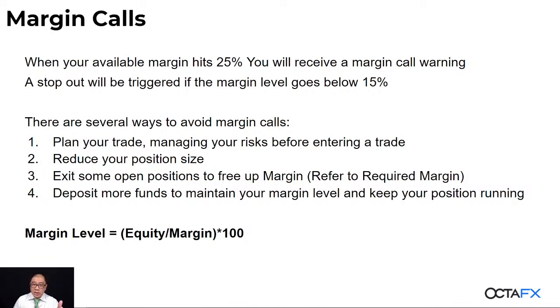But why would you want to keep a losing position running? That's the biggest question, because you only get a margin call if you have a losing position that's against you and hits your margin to 25%. To calculate margin level, it's basically your equity, which we discussed earlier, divided by the margin left, multiplied by 100. That's your margin level.